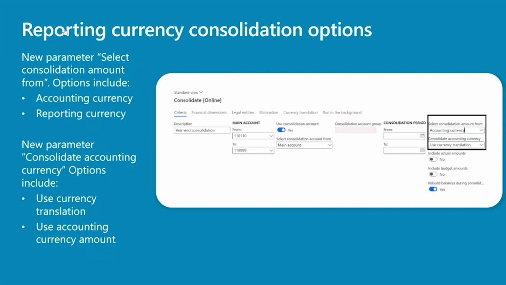The option right below it is enabled. So when the first option is set to accounting currency, there's a second parameter that's used. And with this second parameter, here you can define whether the accounting currency amount from the source is translated to the consolidated company using the values from the currency translation tab settings. So I'll just point those out kind of in the middle of your screen. So use currency translation values, or whether to simply copy it over from the source company to the consolidated company.